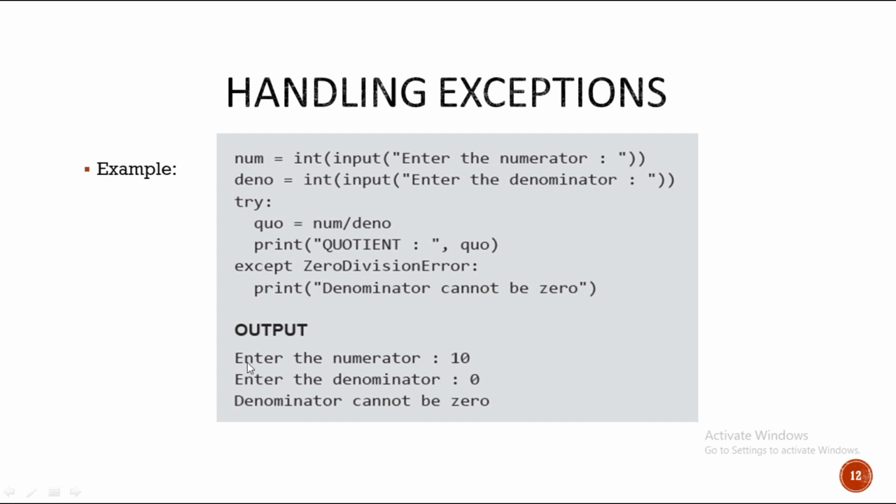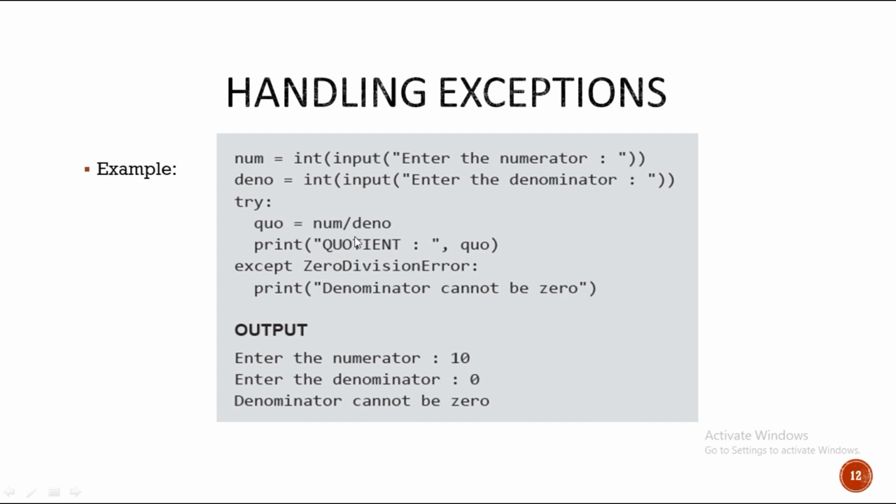Suppose we see the output: enter the numerator value 10 and enter the denominator value 0, which means the quotient will get an error called a zero division error. So we will check in the except block. The except block contains a zero division error handler. So the exception is matched with the except block, and then it will print that the denominator cannot be 0.